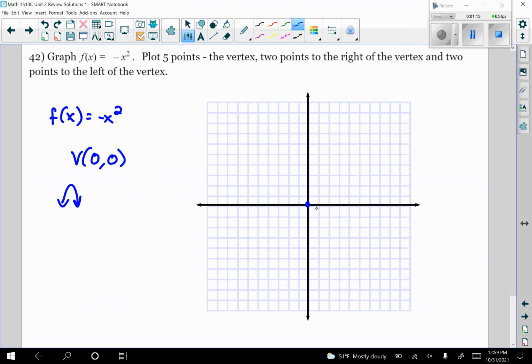It would open down. So if we're at 1 or negative 1, we would just go down 1, because negative 1 or 1 squared is just going to be the opposite of that, so negative 1. If we go over 2, 2 squared is 4, but then we go down to negative 4. Again, you can make a table of values, but this is what it would look like. Just the reflection of y equals x squared over the x-axis.